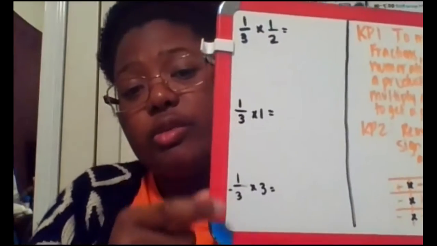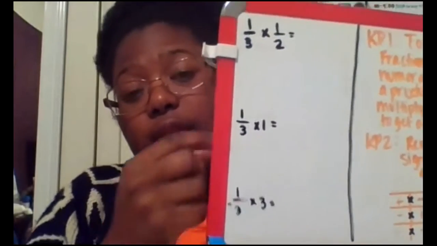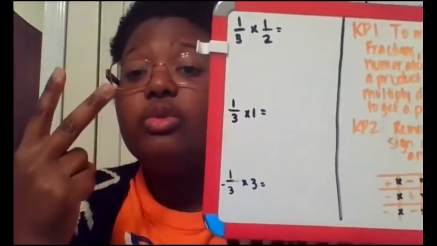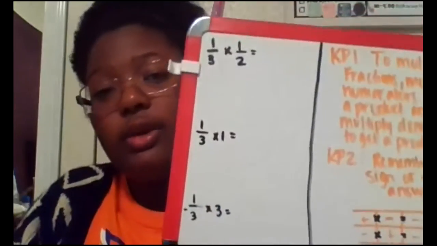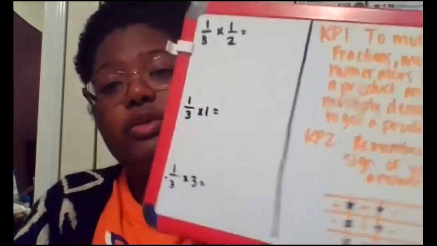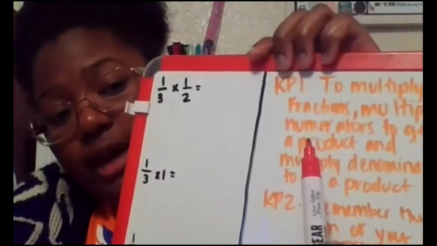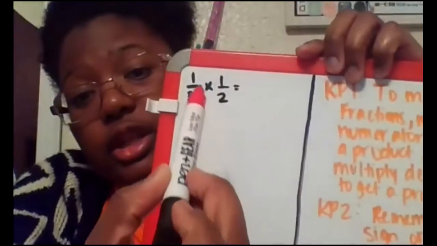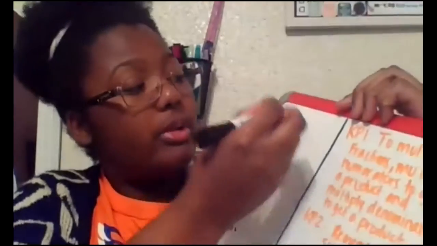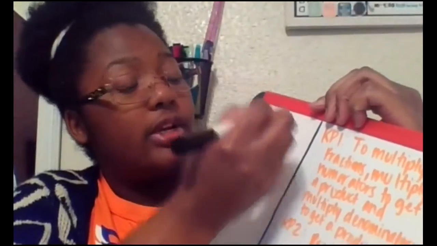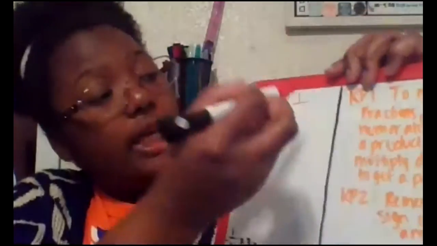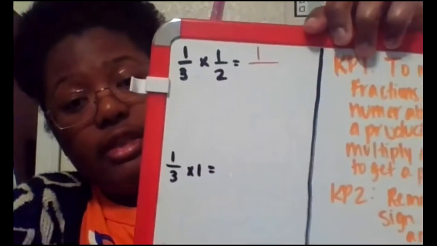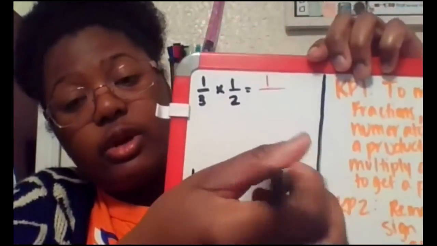So we are going to solve these 3 problems with me, and then you are going to do practice on 2 problems by yourself. Our first one is 1/3 times 1/2. I know that my key point says that when I multiply fractions, I multiply the numerators and the denominators. So that means that I have 1 times 1. Multiply it straight across, I get 1, because I know 1 times 1 equals 1. And then I put my line for my fraction, and then I multiply 3 times 2 straight across.